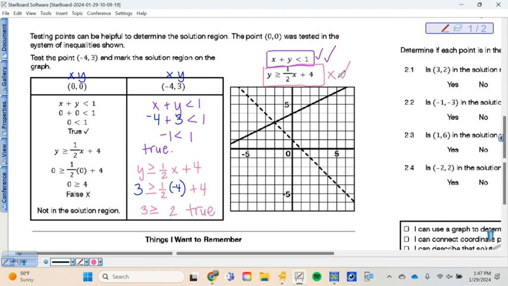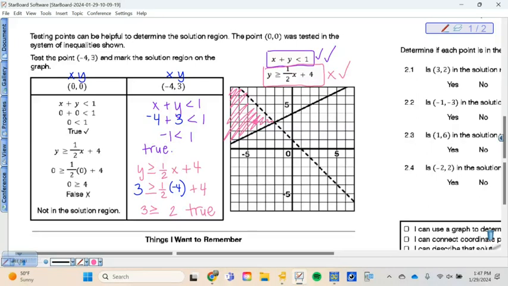That tells me where the solution section is, right? Because I'm either going to have my solutions in here, down here, or over here. But now that I know -4, 3 is a solution, that tells me where all my solutions are. So let's plot -4, 3. -4, 3, it's right there. That tells me that this whole little slice right there, that is my solution.